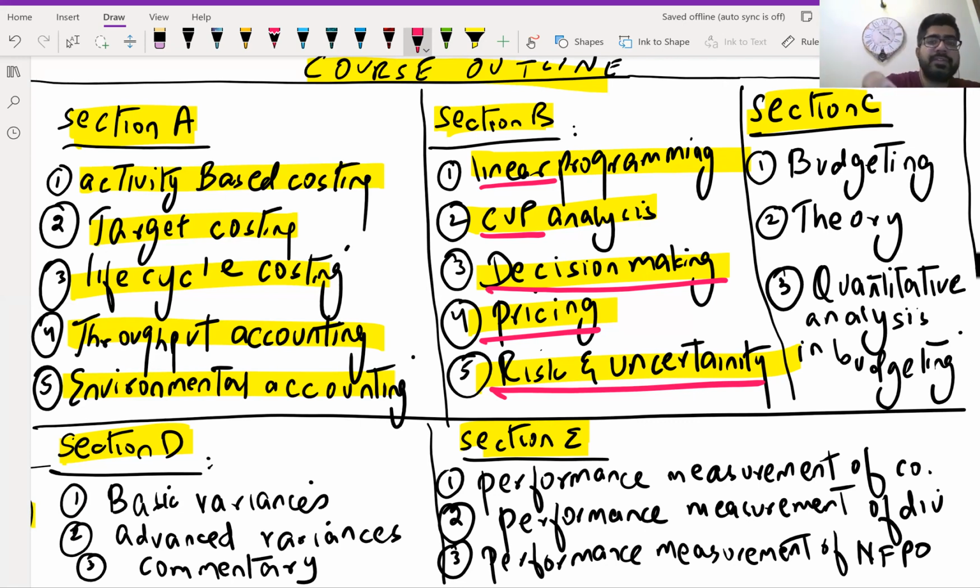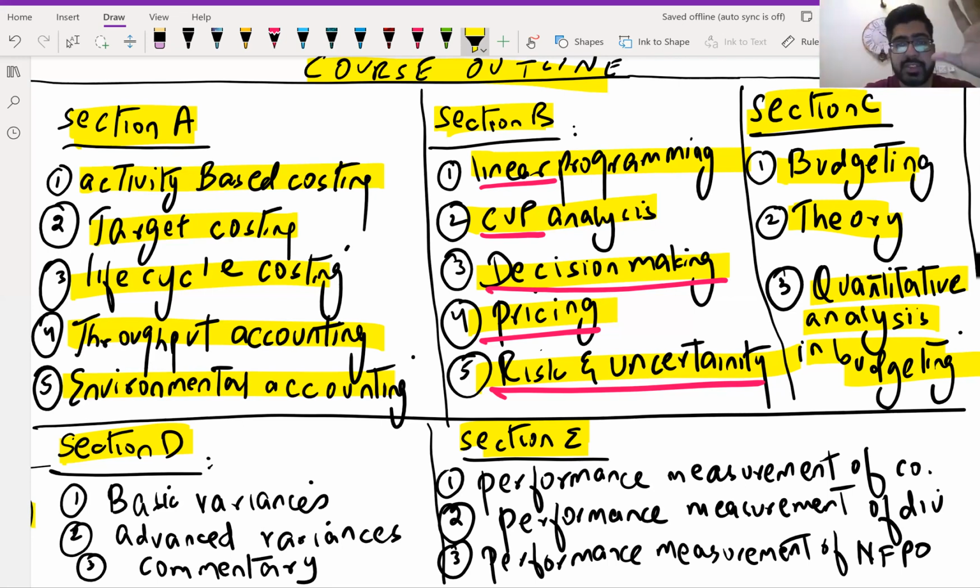Section C has budgeting, preparation of budgets, some theoretical areas of budgets like who makes budgets, the budget committee, etc. And quantitative analysis and budgeting, it has some topics like correlation, regression. People who remember a bit of management accounting might have studied time series analysis, the stats topic. So these are all the quantitative analysis and budgeting.